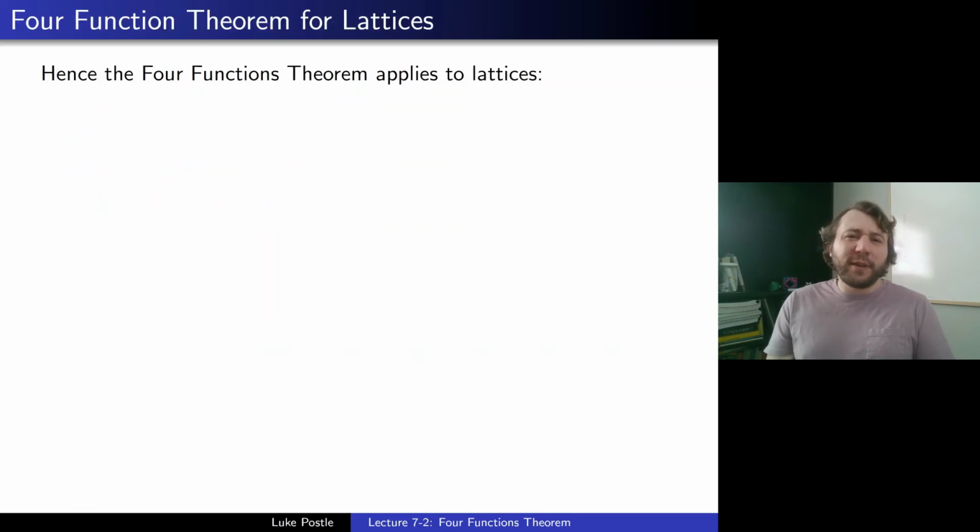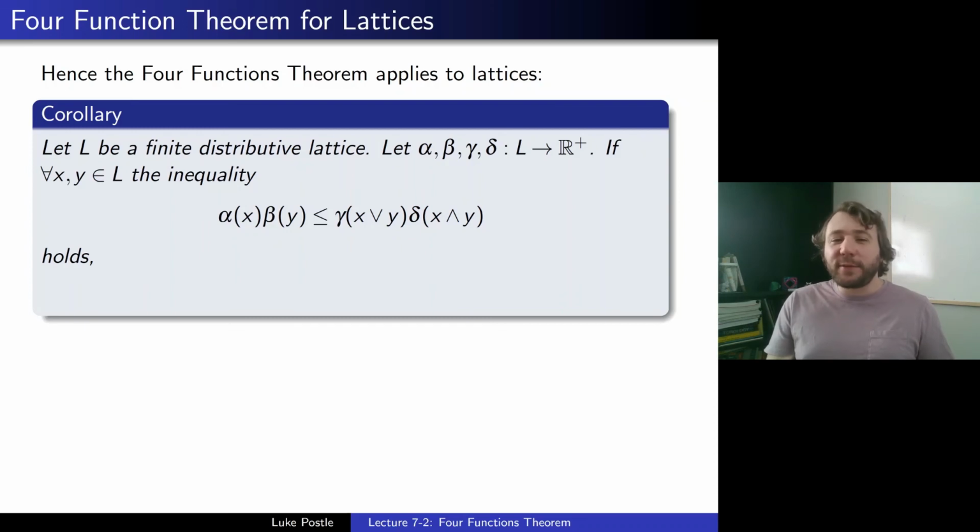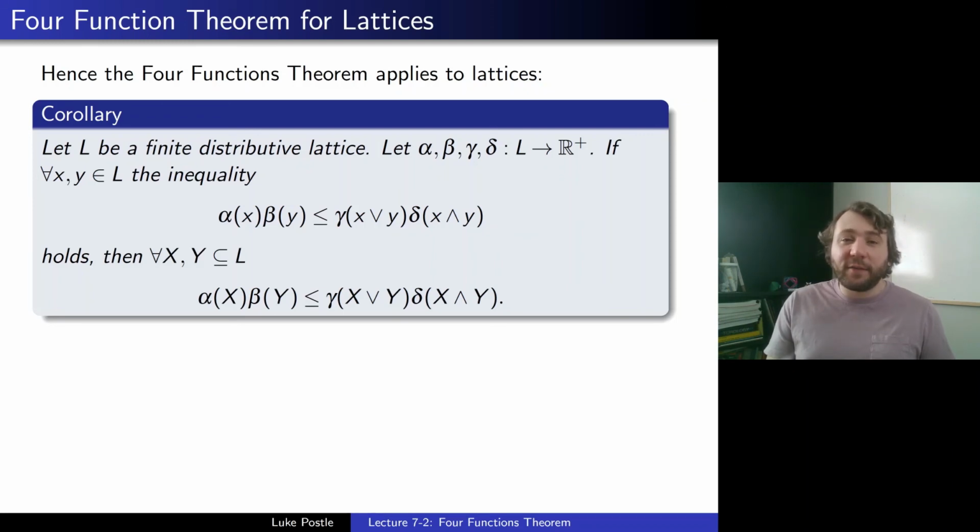And so now we can derive the four-function theorem for lattices. So that little bit of work lets us do something a bit more general. Namely, if L is a finite distributive lattice, and I have four functions on the lattice to non-negative real numbers, and I know that for every x and y, the inequality alpha(x) beta(y) is at most gamma(x join y) delta(x meet y) holds, then I can get this for sets of elements X and Y more generally. So that's straightforward because you'd apply it to the associated sublattice of sets.